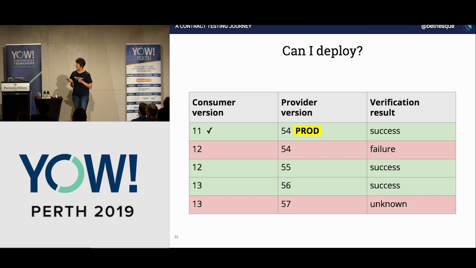So we know that if we have version 54 of a certain provider in production, we can look at this matrix and say, well, actually, we know that 11 has successfully passed the test, so we can deploy that. But we should not deploy version 12.